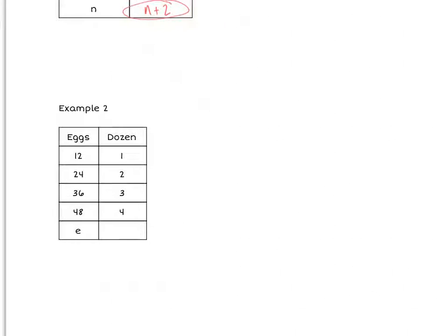Okay, another fairly simple one in a sense here. If you have 12 eggs, that equals 1 dozen. If you have 24 eggs, that equals 2 dozen. If you have 36 eggs, that equals 3 dozen. If you have 48 eggs, you have 4 dozen. It's a representation of a certain number of eggs. You always times it by 12. Okay, to go from dozen to eggs, you said times 12.